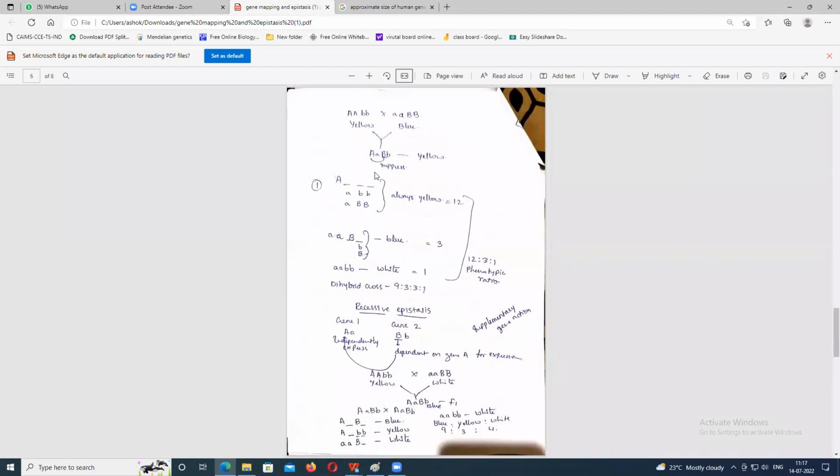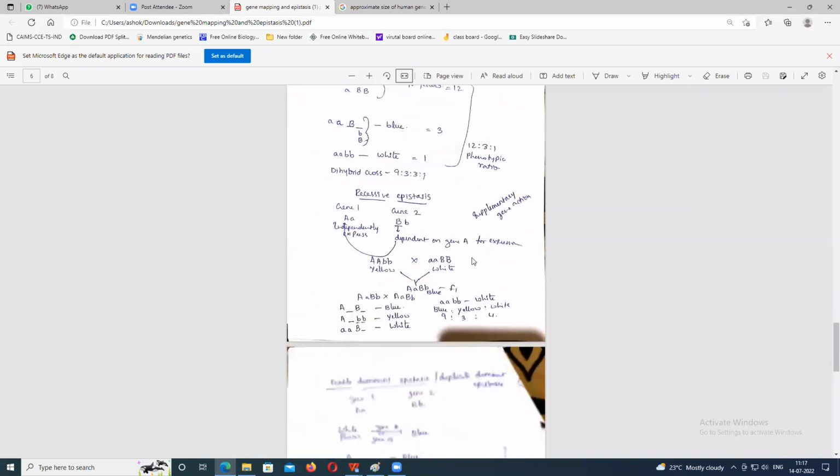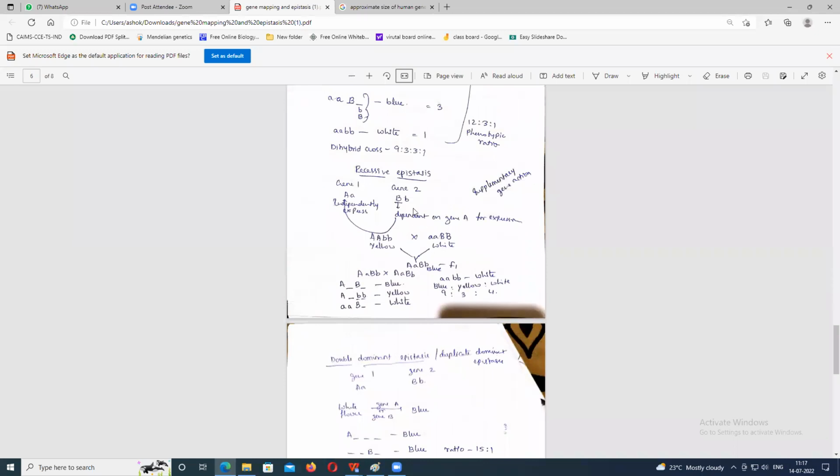When only A is present, it will give yellow color. When only B is present, it will give blue color. And we got the ratio 12:3:1. Recessive epistasis, the expression of B requires the presence of A, the ratio is 9:3:4. Is it clear till here? You should listen repeatedly, 2-3 times, then you can write.